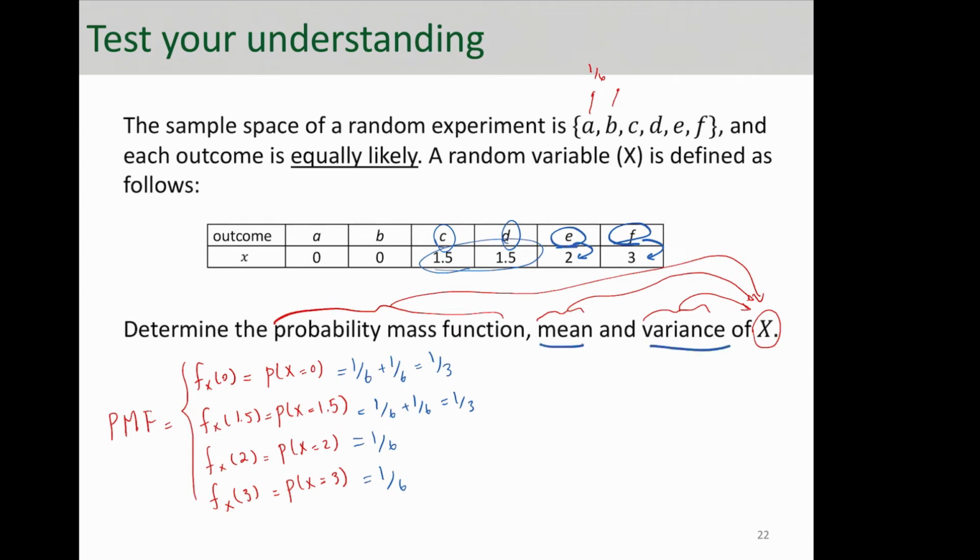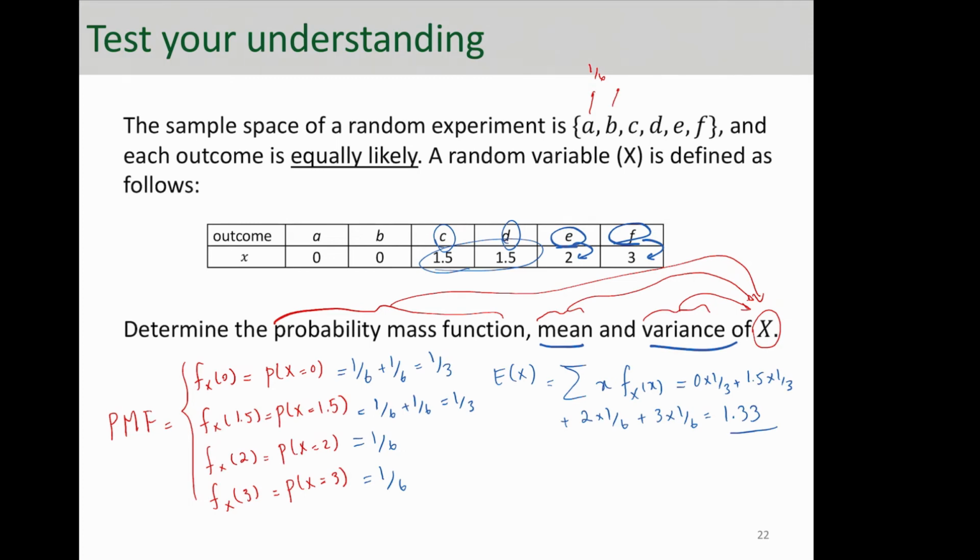Now, how do we calculate the mean and variance? Well, we know the formula. The expected value of x, or mean, is the summation of x times f of x. In this case, it's 0 times its probability plus 1.5 times its probability plus the rest. So it's 0 times 1/3 plus 1.5 times 1/3 plus 2 times 1/6 plus 3 times 1/6. And that is equal to 1.33. That's the expected value or average of this random variable.